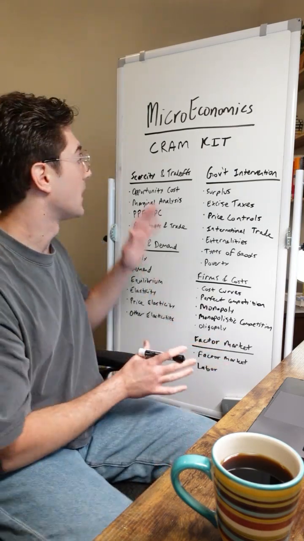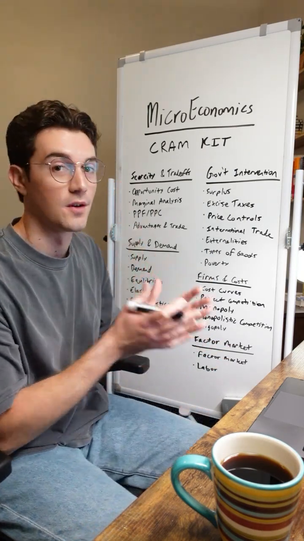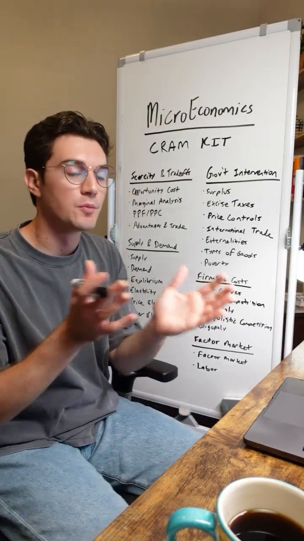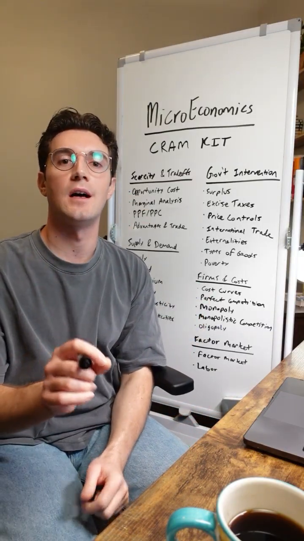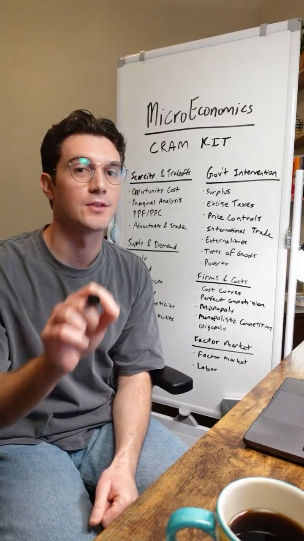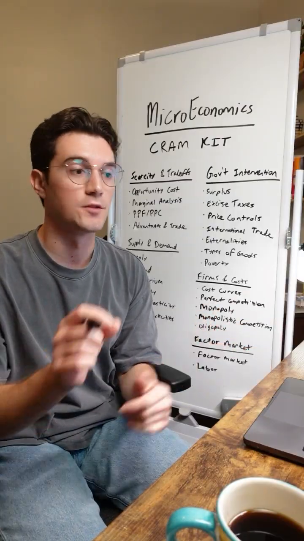But in the meantime, I just want to walk through with you all the units and all the concepts that this cram kit covers. All right, first up here, opportunity cost. The most important thing to remember is that implicit cost is the value or income or profit that we miss out on from the next best alternative. Not all alternatives, just the next best one.